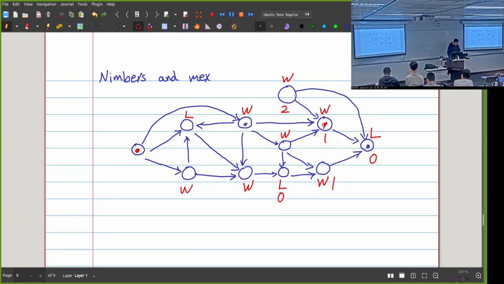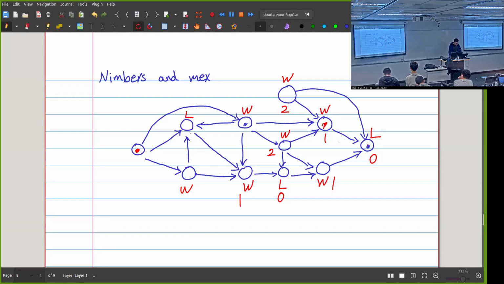Okay, now let's look at this vertex. This vertex has an edge to a vertex with a number of 1 and an edge to a vertex with a number of 0. So it's very similar to the number 2 in the game of NIM. So I'm going to assign a number of 2 to it. Okay. Now, let's look at this one. This one only has an edge to something with a number of 0. So it's going to have a number of 1, right?